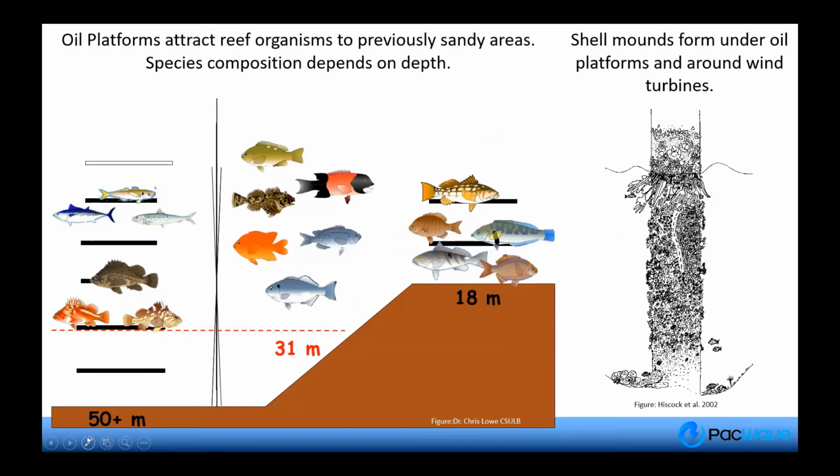And then we also looked at wind turbines and know that we expect shell mounds to form under them. And then one more click. And to expect to see scour occurring around the foundations. We see this both in oil platforms and wind turbines. And so these were the effects that we anticipated seeing around any installations we would put at PacWave-North or South. Next slide.